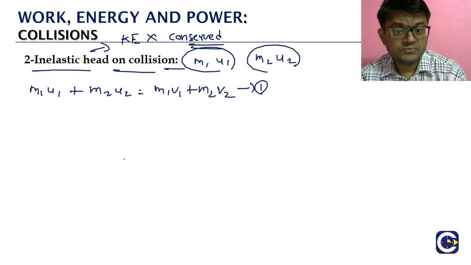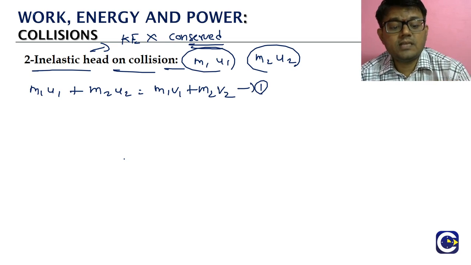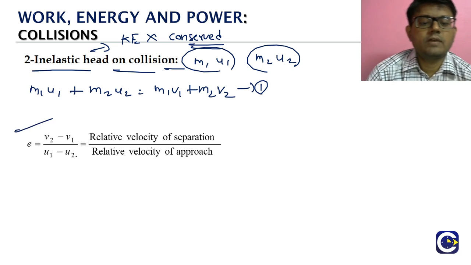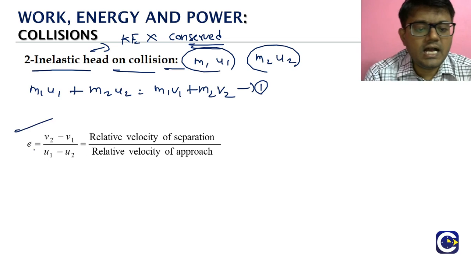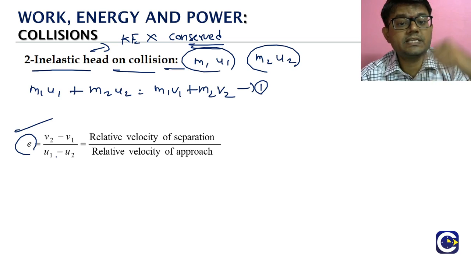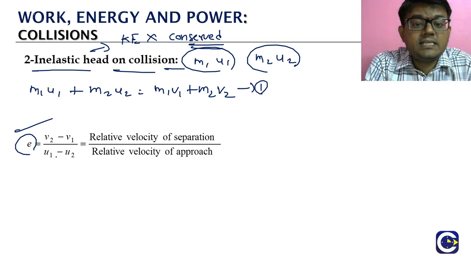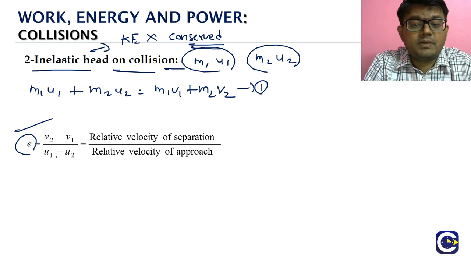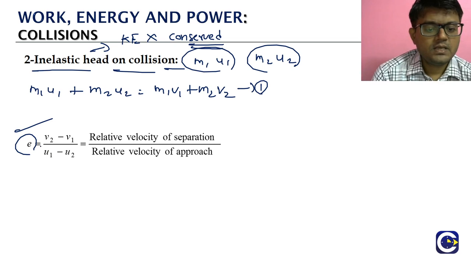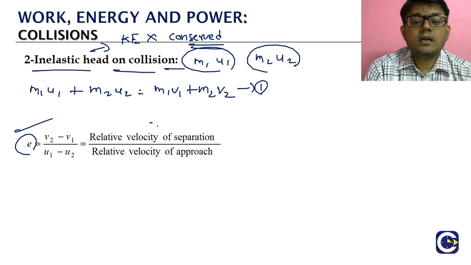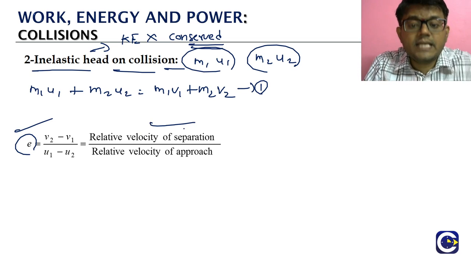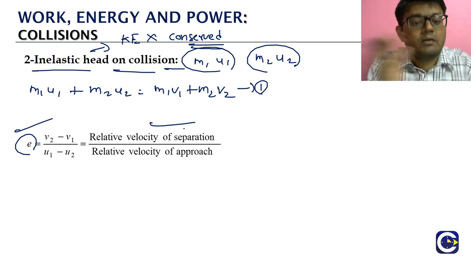அப்ப என்ன தெரியுமா? We should know the information about the coefficient of restitution. And the coefficient of restitution oda value நமக்கு தெரியணும். தெரிஞ்சா அதுல இருந்து we will be able to get the second equation. பாருங்க, second equation எப்படி வரும்? In case of the inelastic head-on collision, it will come from the coefficient of restitution formula. பாருங்க, what is the coefficient of restitution formula? Relative velocity of separation after the collision, which is v2 minus v1, by relative velocity of approach before the collision, that is u1 minus u2.